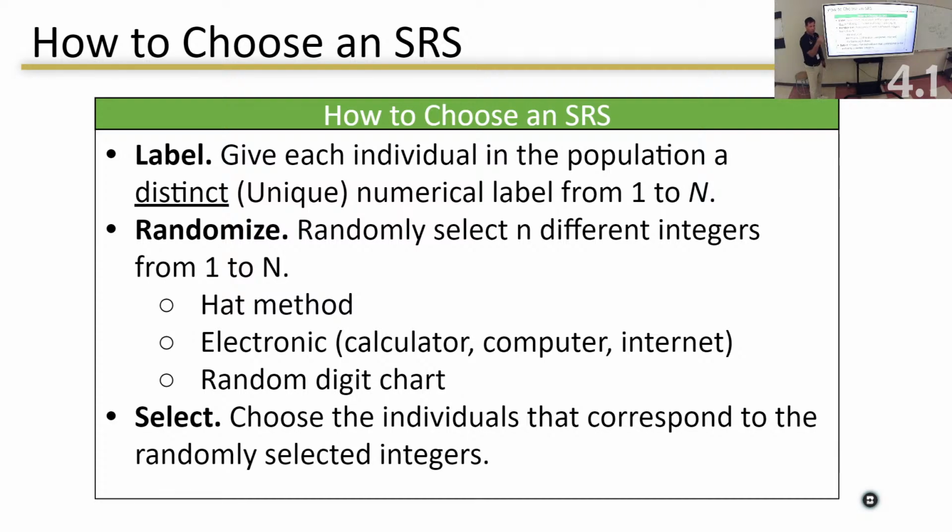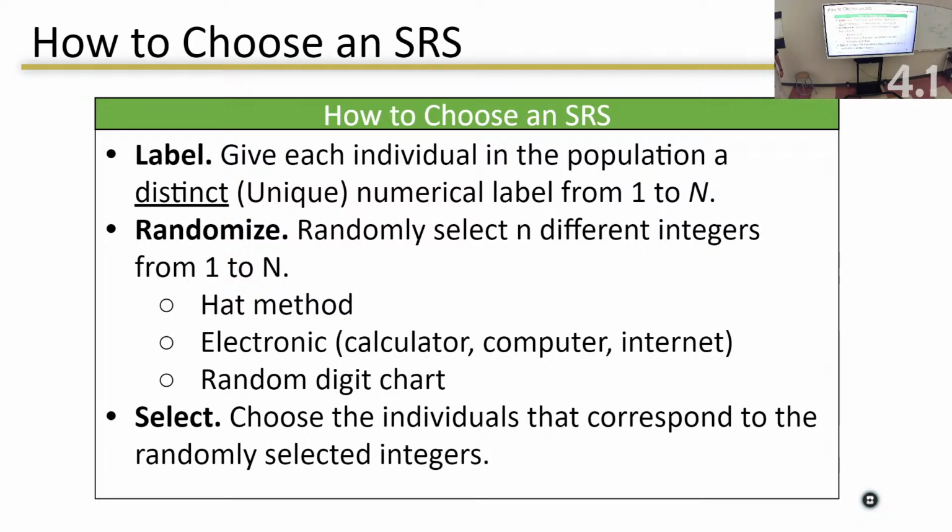Are you going to use a computer? Or are you going to use a hat? Are you going to use some type of electronic device? Are you going to use a random digit table? One of those three you almost have to use. And then select. And when you select with a hat, make sure you don't put it back in. And you need to say that.